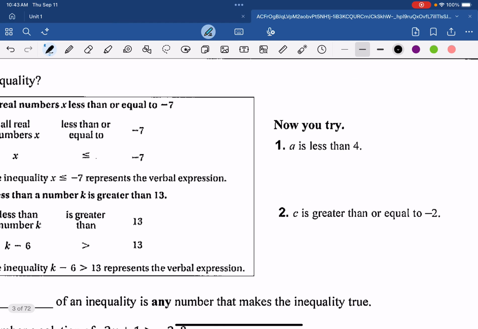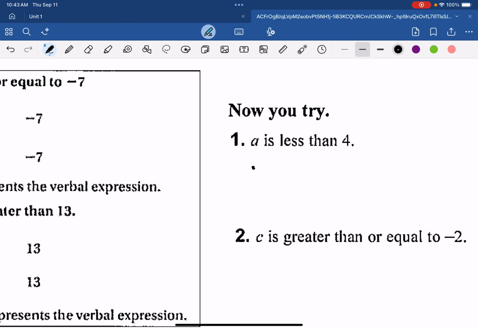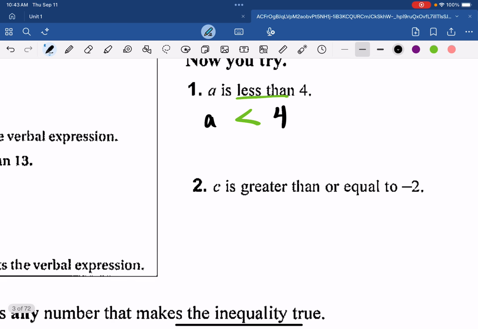It says A is less than 4. So we're just going to set it up the same way we read it. A is less than, so I know I'm going to use this symbol, 4. Our next one, we have C is greater than or equal to, so greater than or equal to -2.